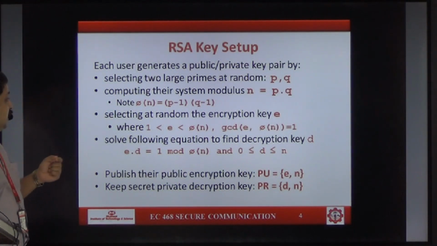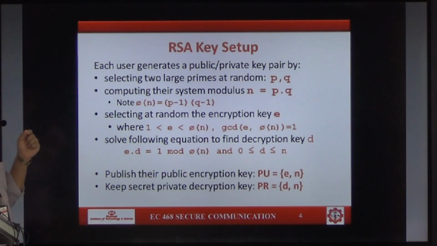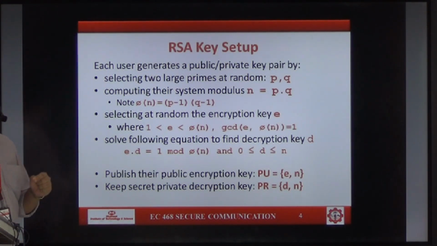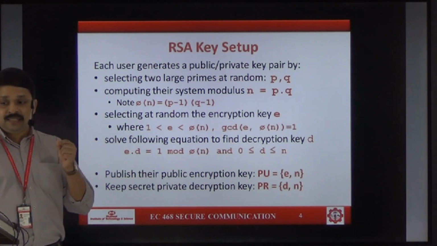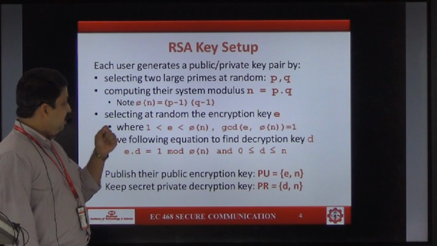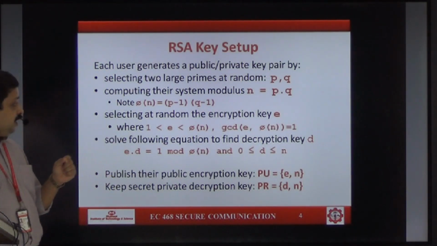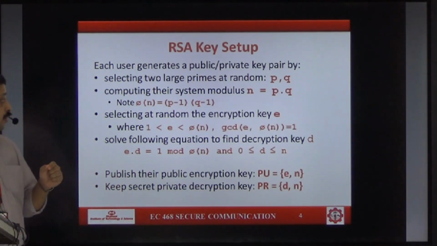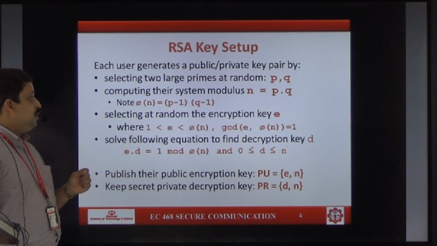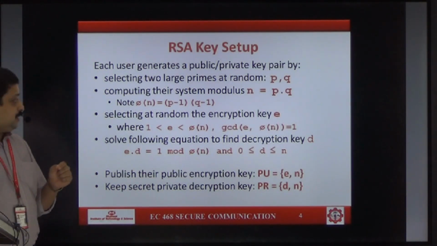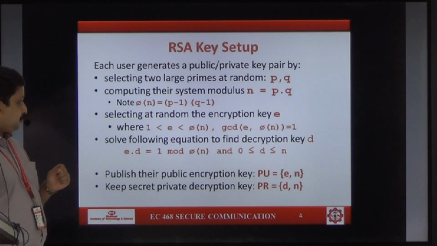Now the next step is to select at random the encryption key, that is, the key that we use for encryption is to be selected, and for that a condition is to be satisfied. That condition is that the GCD of E and phi of N, that is, the key that we are selecting and phi of N, and their greatest common divisor should be 1. So the GCD of E and phi of N should be 1, and that is the condition to be satisfied for selecting the value of E.